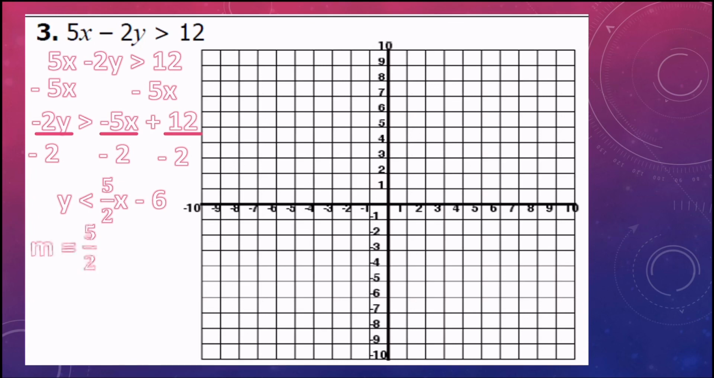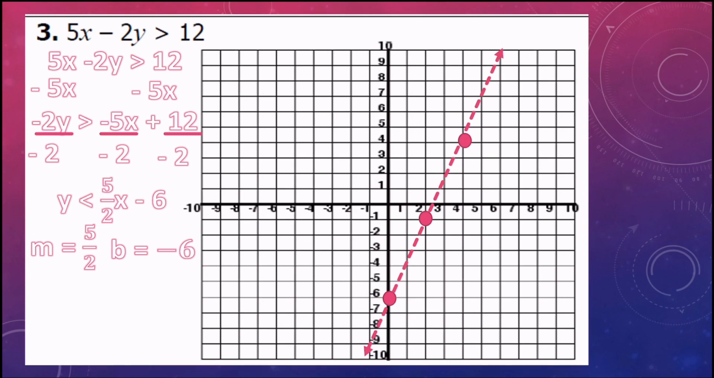I have a slope of 5/2, and I have a y-intercept of -6, because 12 divided by -2 is -6. I place my point at -6. I'm going to go up 5 and right 2. I'm going to do another one, up 5 and right 2 from that second point. Now, when I draw my line, it needs to be dashed because it was just a less than symbol.